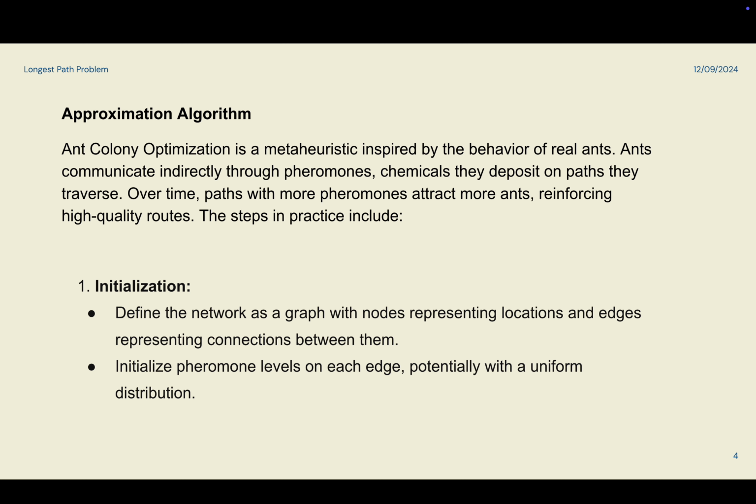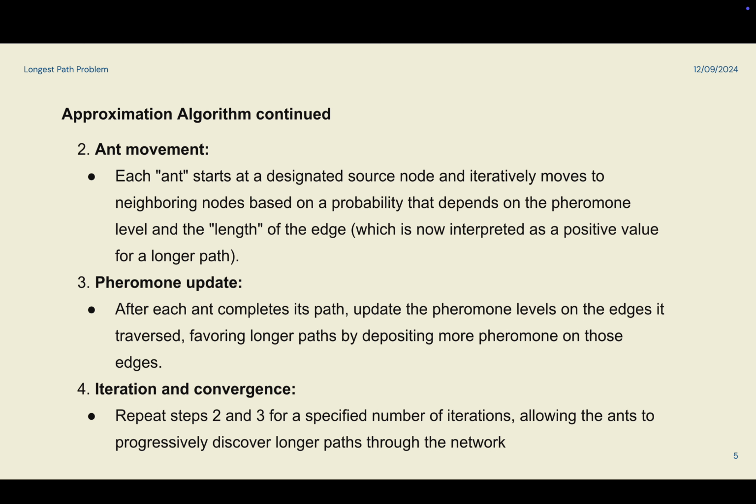You can define the network as a graph, where the nodes represent locations and the edges represent the connections between them. You initialize the pheromone levels on each edge, and the ants start at a designated source node. Then they move to neighboring nodes based on probability and pheromone level. They detect pheromone levels based on the length of the edge or the distance.